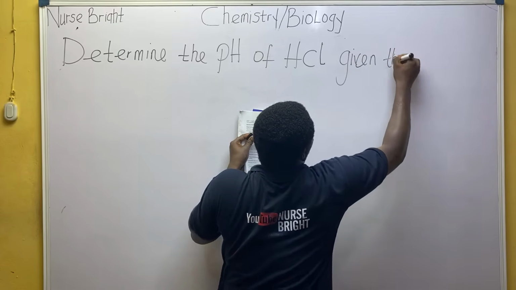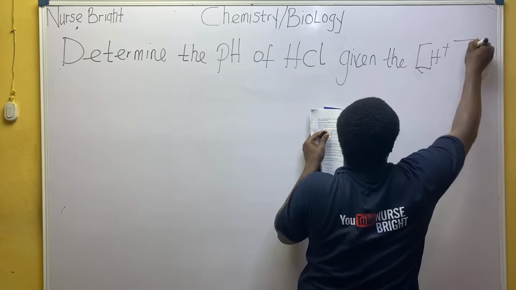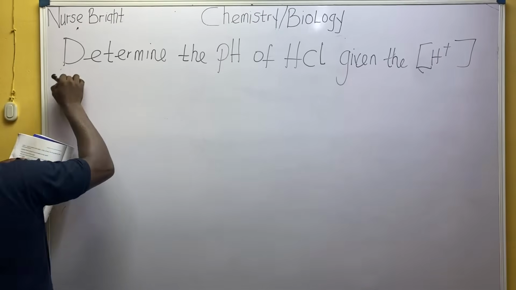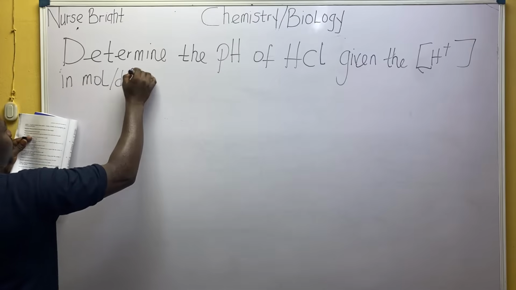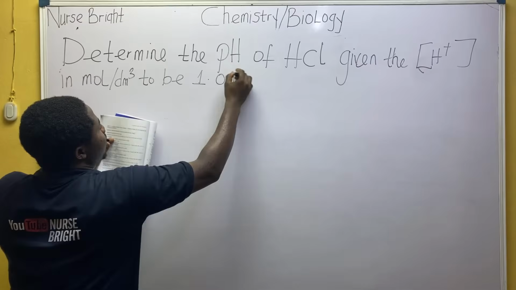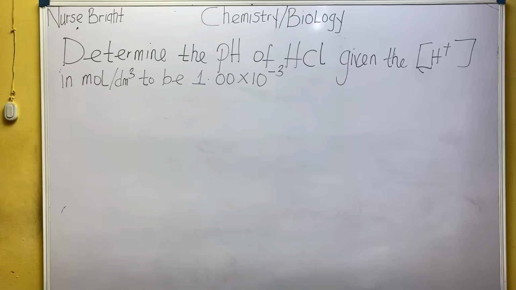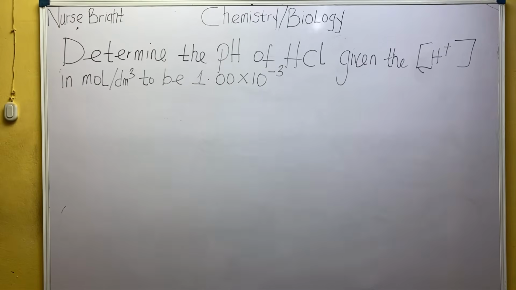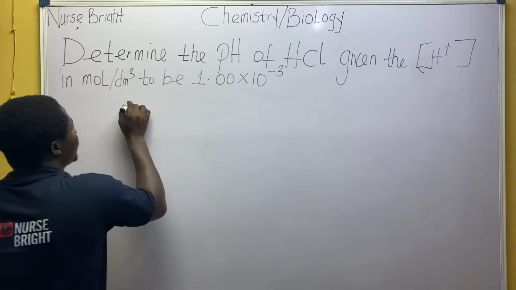Determine the pH of HCl, given the [H+], which is the hydrogen ion concentration in mol/dm³, to be 1.00 × 10^-3. I know in the exam there is no proper calculator that you are going to use to solve these questions, but they are very, very easy to work out. Alright? So the question says calculate pH.